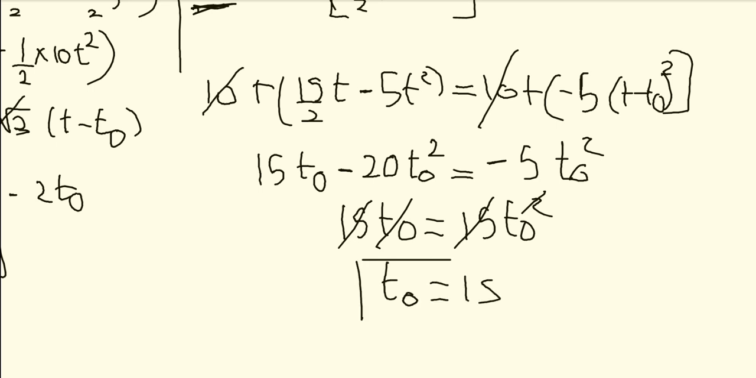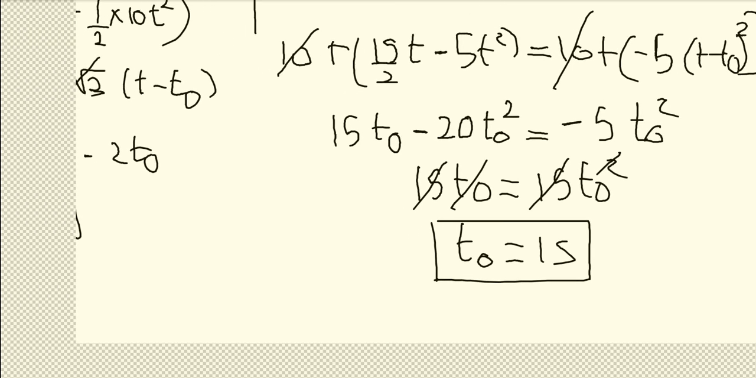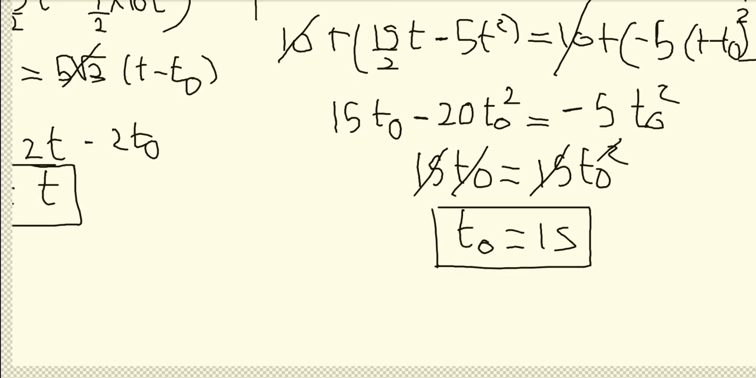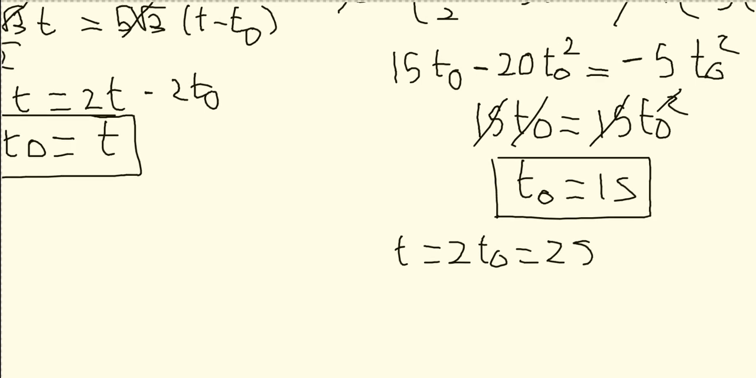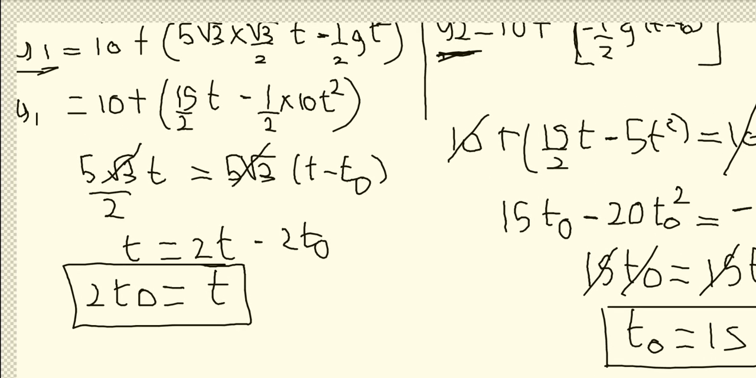So the time interval between two shots is given as 1 second. Now t over here will be equal to 2 t naught, which will be equal to 2 seconds. Now I know the value of t. Let us find out the coordinates.